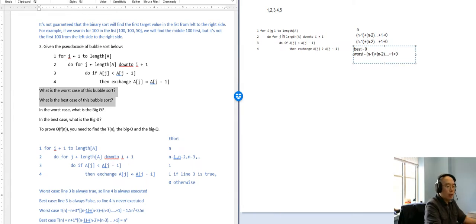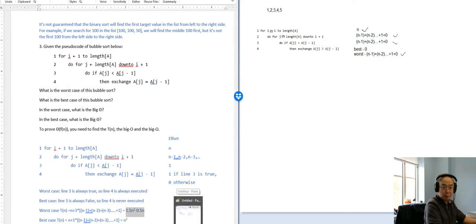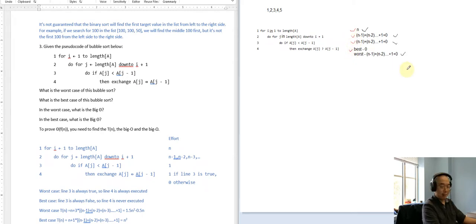Okay, so to answer the next question, what's the worst case? For the worst case, we are going to add this part, this part, this part, and this part together. So we add all those 4 parts together, and if you use summation correctly, you will have the Tn as this part. And then how about the best case? For the best case, we are going to do line 1, line 2, line 3. And remember, for line 4, it will be a 0.